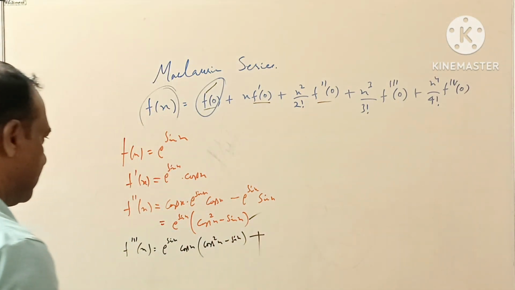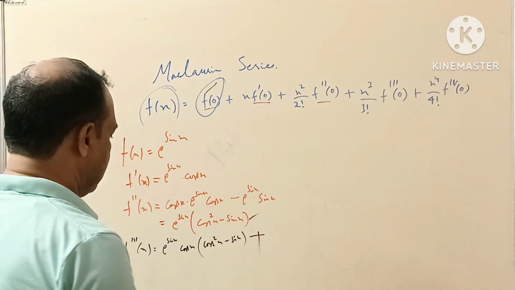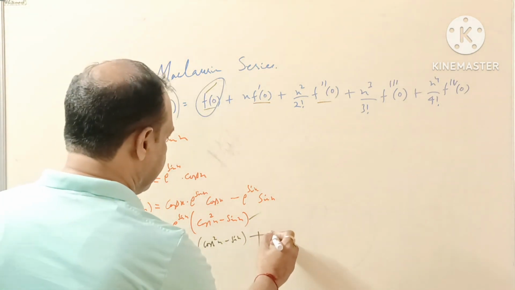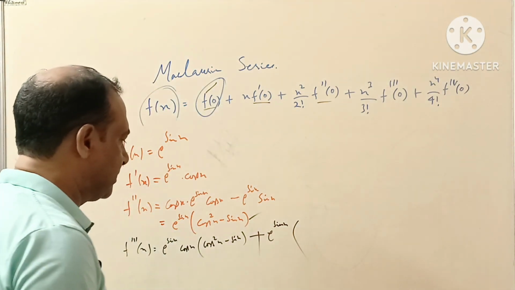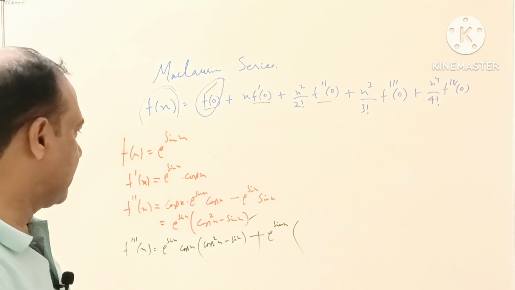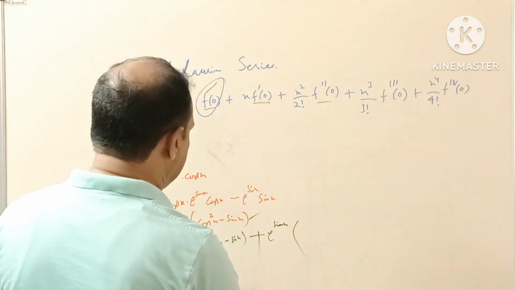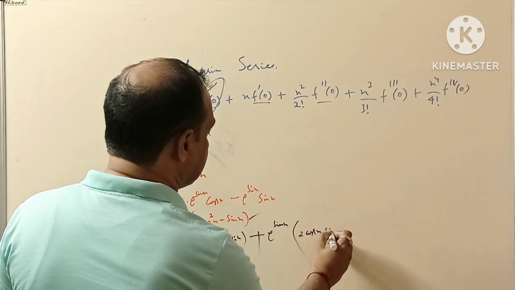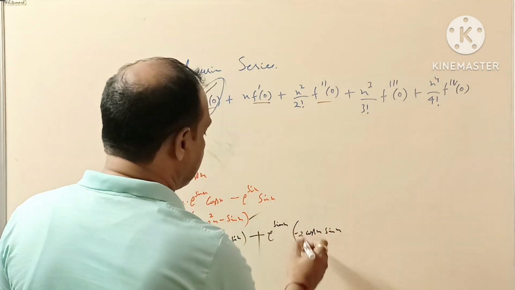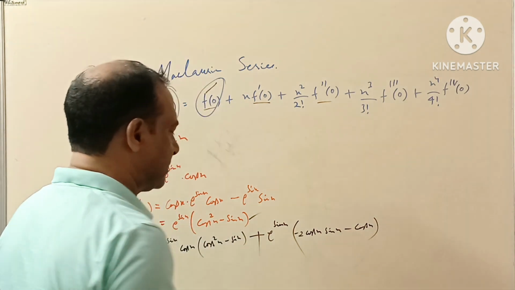on adding this, what I will be having is, e power sin x will remain as it is. Okay, this will remain as it is, and I have to differentiate the part which is inside the bracket, where it is cos square x minus sin x. If I differentiate cos square x, it will give me 2 cos x minus sin x. Okay, and minus will come here, and minus sin x will be the sign of minus cos x.